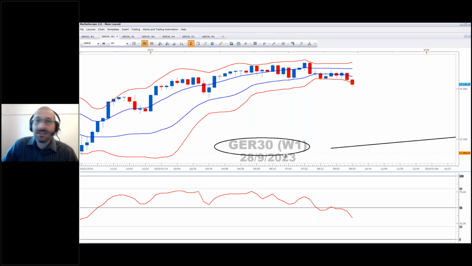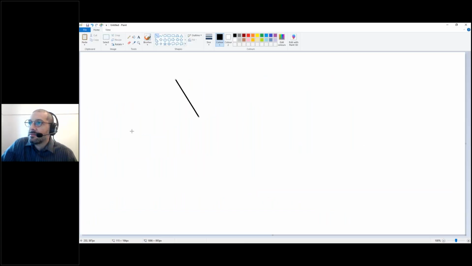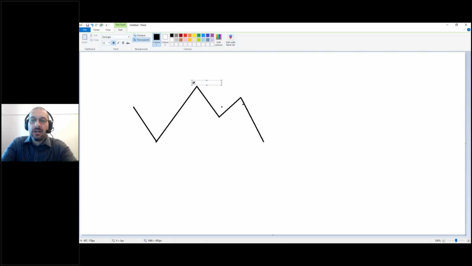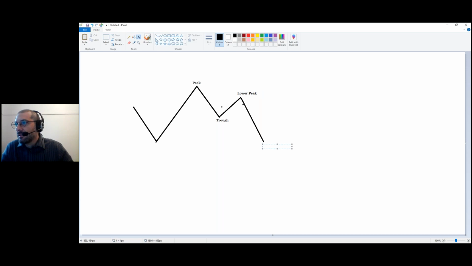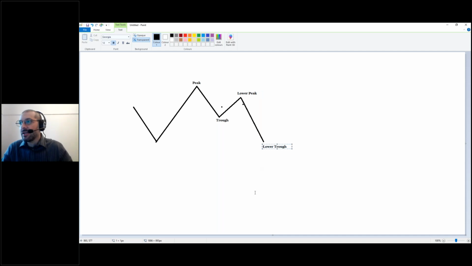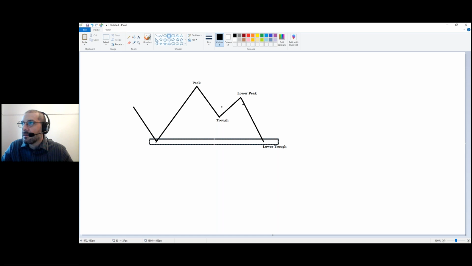But what drives trend is not resistance and support. Okay. What drives trend is peaks and troughs. If you've got something like this, let's just take a look at Paint. If you've got something like this, like that, like that, like that. Here's your peak. Here's your trough. What's your lower peak? Here's your lower peak, I beg your pardon. Here's your lower trough. That's still downtrend. We do have support over here.